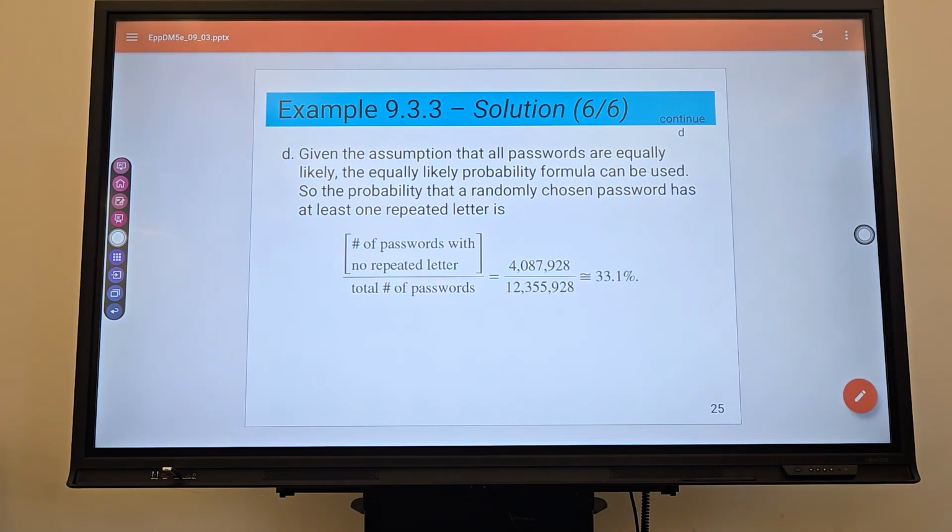Given the assumption that all passwords are equally likely, the equally likely probability formula can be used. So the probability that a randomly chosen password has at least one repeated letter is about 4 million divided by 12.3 million, or around 33.1%.